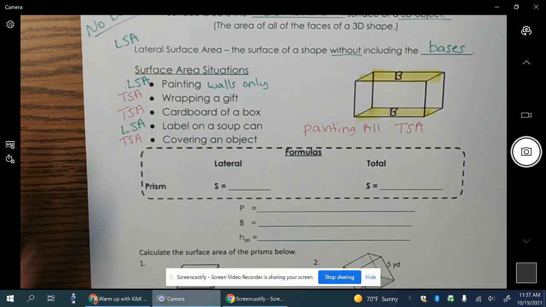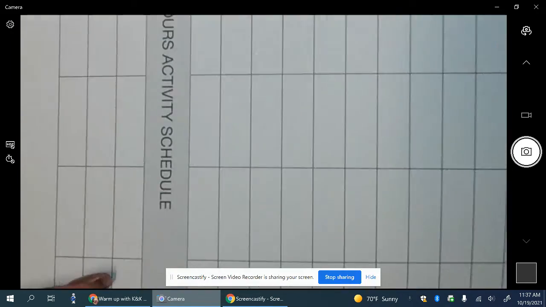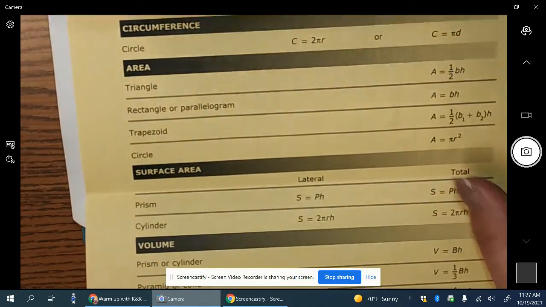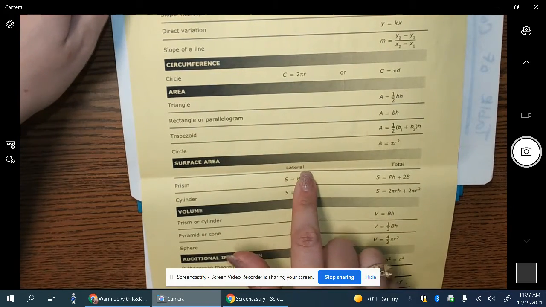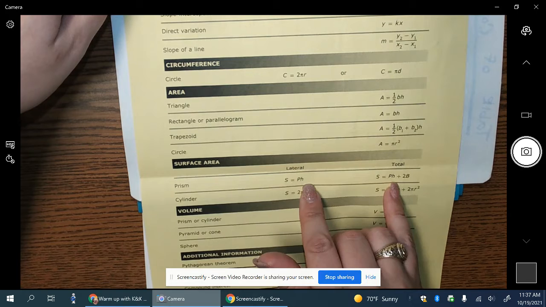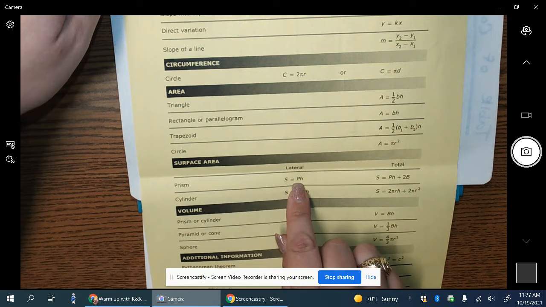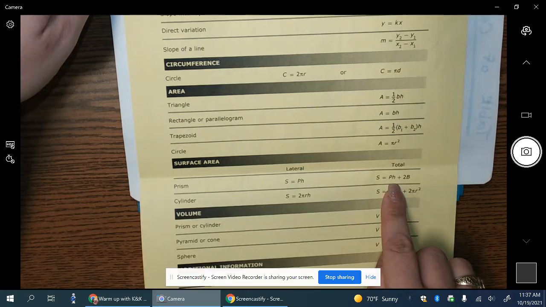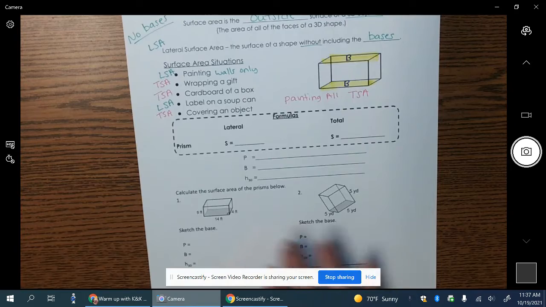All right, so for the formulas, you do not have to have this memorized because it's on your STAR chart. I want you regularly looking at this because if you never look at it on STAR day, you forget and don't know where to look. It says surface area, lateral, and total, and there's a formula. What is the formula for the lateral surface area? P times H. What's the total? P times H plus 2B. Those are the formulas we're going to be using for the next couple of weeks.